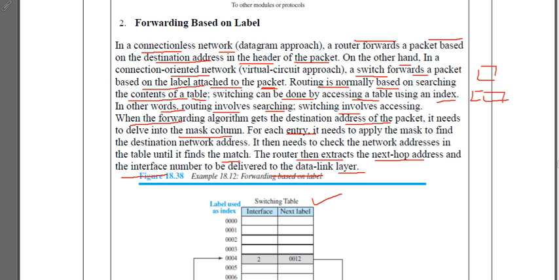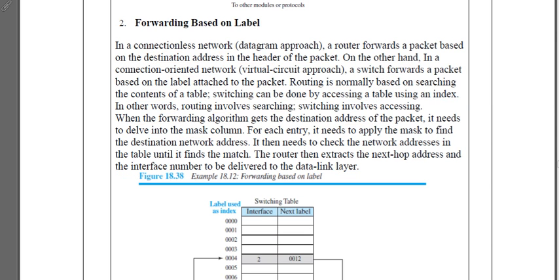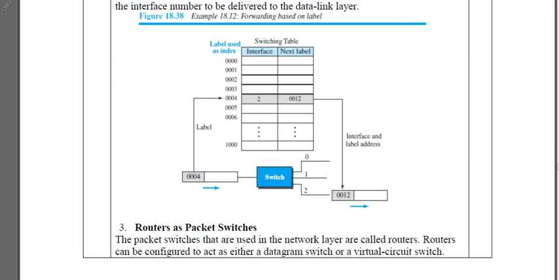ठीक है, तो यहाँ पे एक एग्जांपल दिया है फॉरवर्डिंग बेस्ड ऑन लेबल के लिए. तो इसमें स्विचिंग टेबल का यूज़ होता है. That switching table contains the interface and the next label. So here the packet is there. So this packet is transformed with the label by this switch.